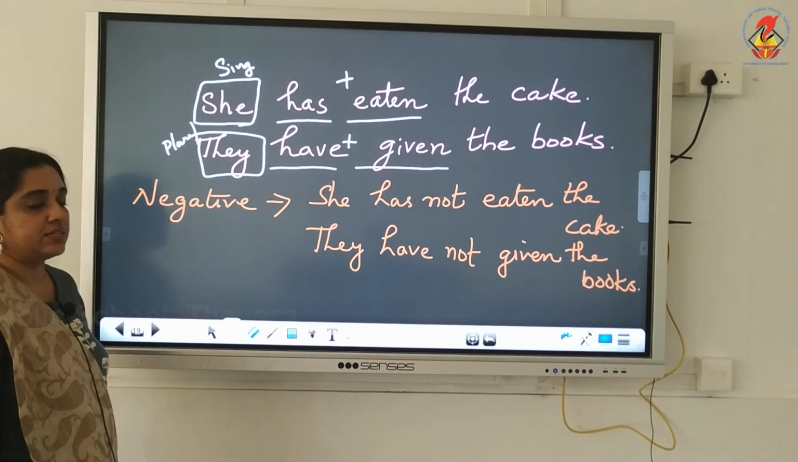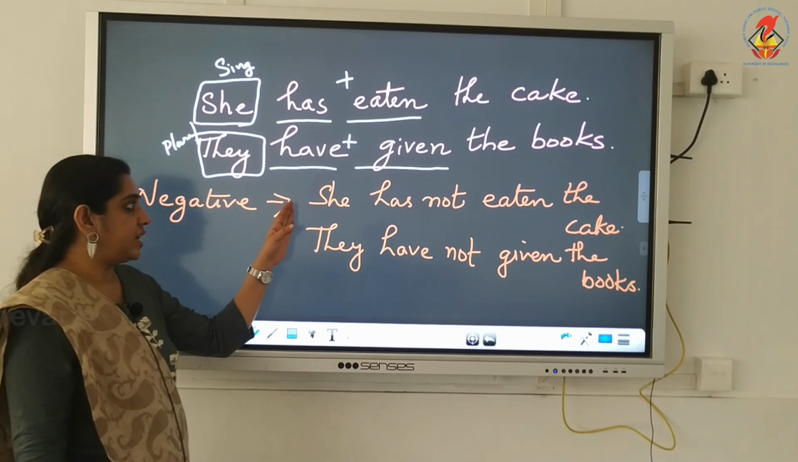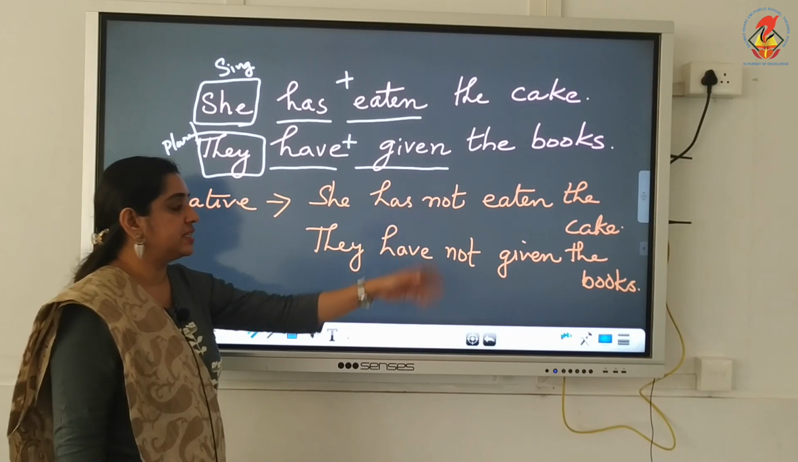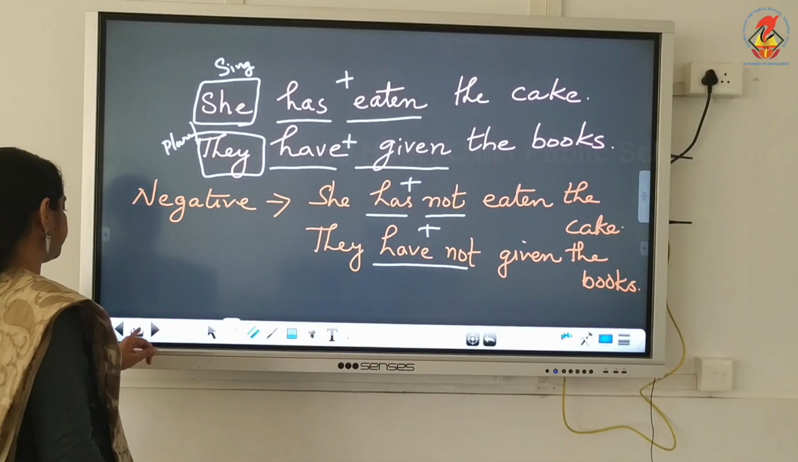Now come to the negatives. How to make negatives in present perfect tense. She has not eaten the cake. You can just add not after has: has not. She has not eaten the cake, and they have not given the book. Have plus not, have not. This is how you make negatives in present perfect.